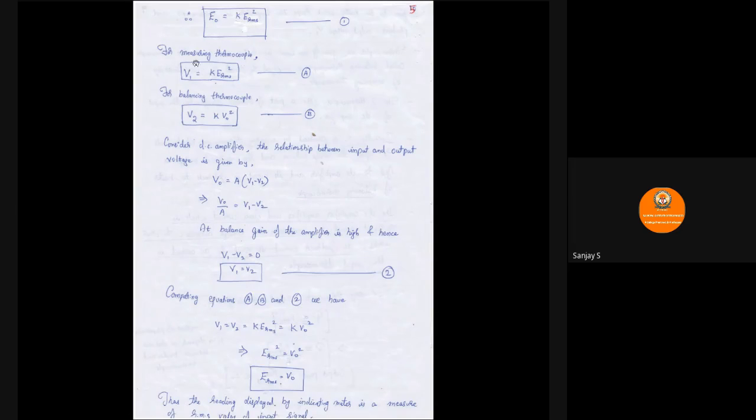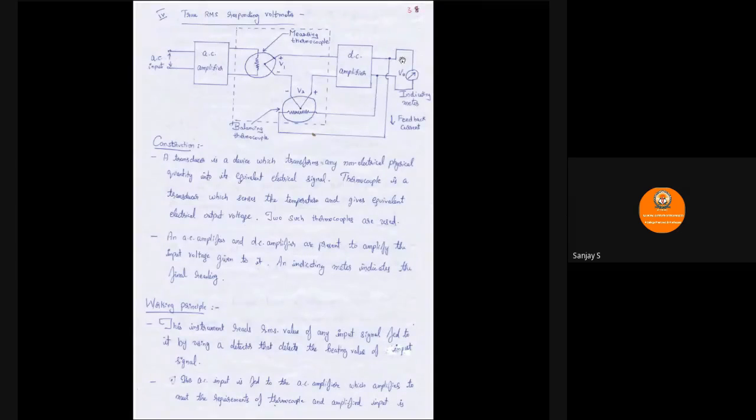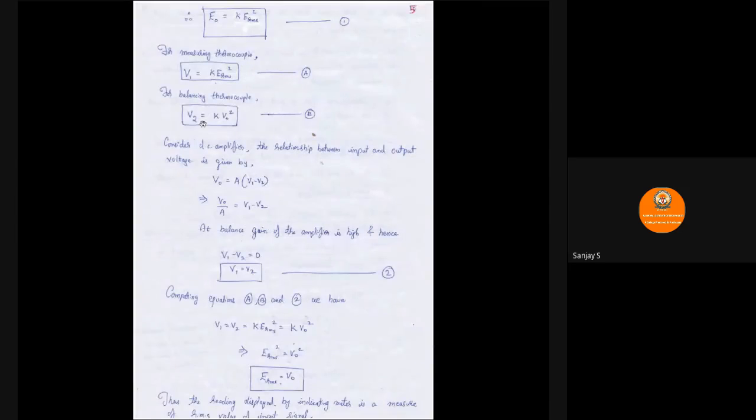So for the measuring thermocouple, we can write the output voltage V1 equal to K into ERMS square. Input is ERMS, output will be V1 from the thermocouple. Similarly, for the balancing thermocouple, V2 will be equal to K V0 square. The input for the balancing thermocouple is V0, output is V2. So V2 is equal to K into V0 square.